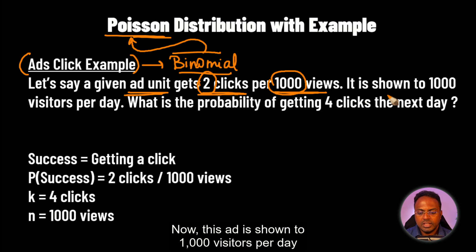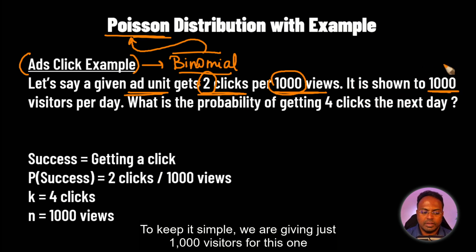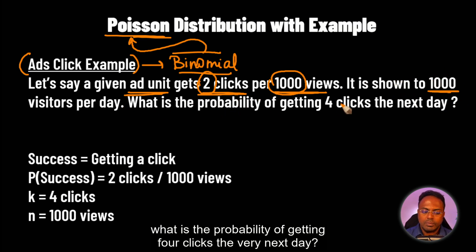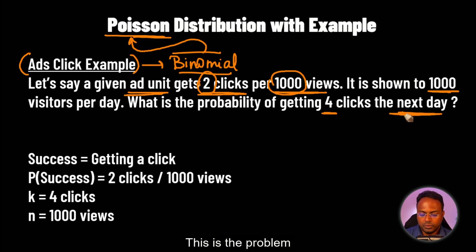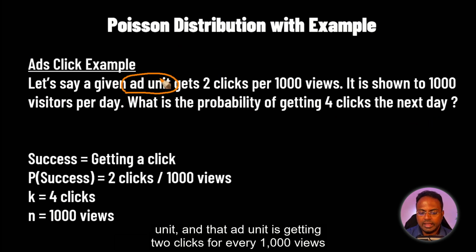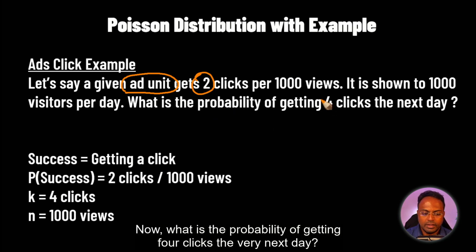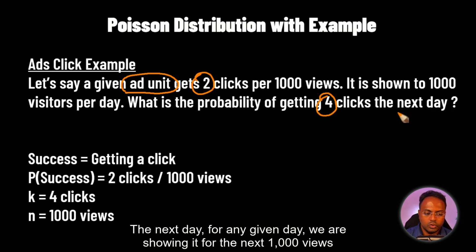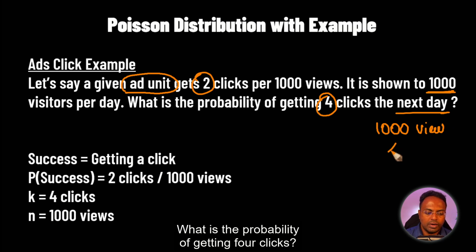Now, this ad is shown to 1,000 visitors per day. To keep it simple, we are keeping just 1,000 visitors for this one. Assuming this to be the case, what is the probability of getting 4 clicks the very next day? Okay, so this is the problem. We are having a certain ad unit and that ad unit is getting 2 clicks for every 1,000 views. Now, what is the probability of getting 4 clicks the very next day? So the next day, for any given day, we are showing it for the next 1,000 views. What is the probability of getting 4 clicks?